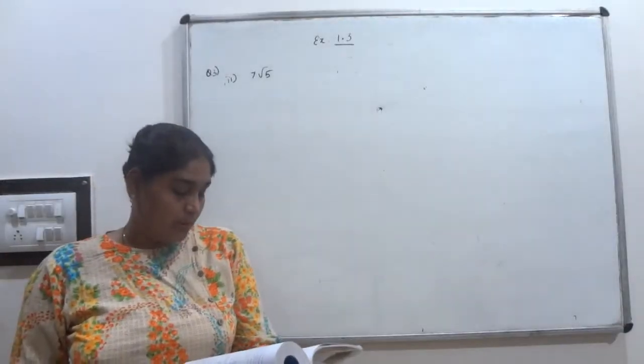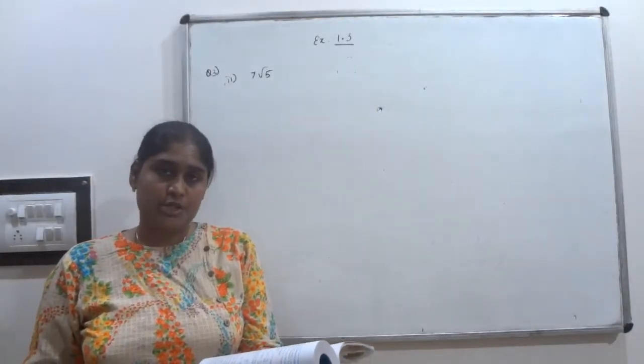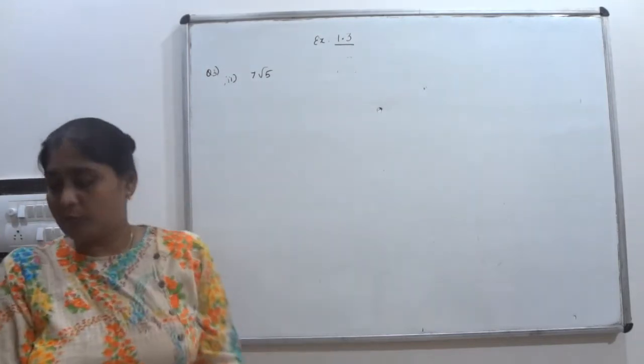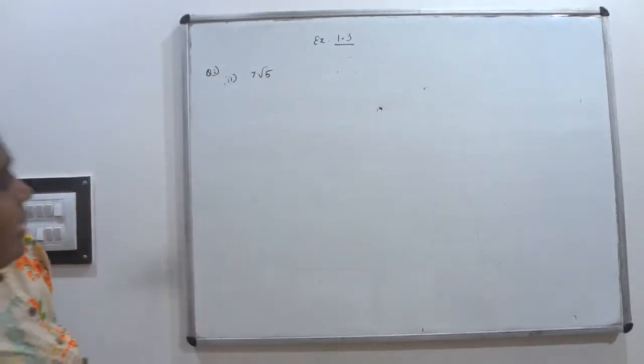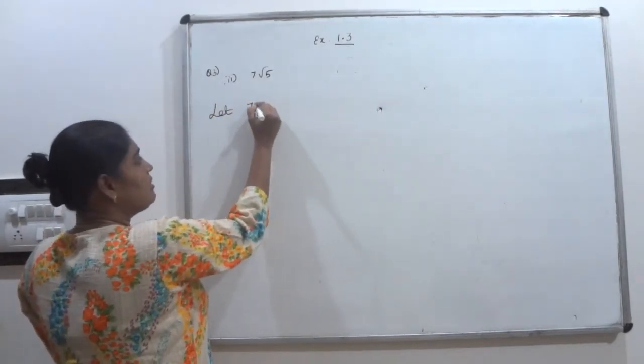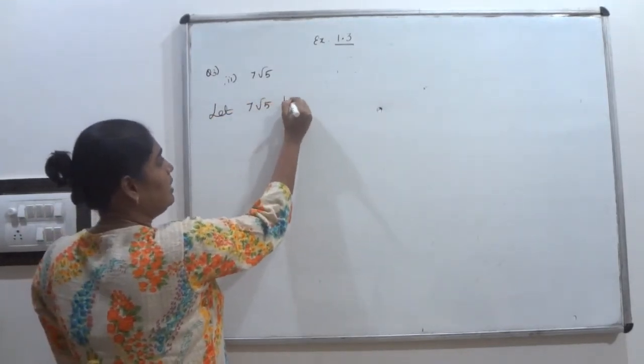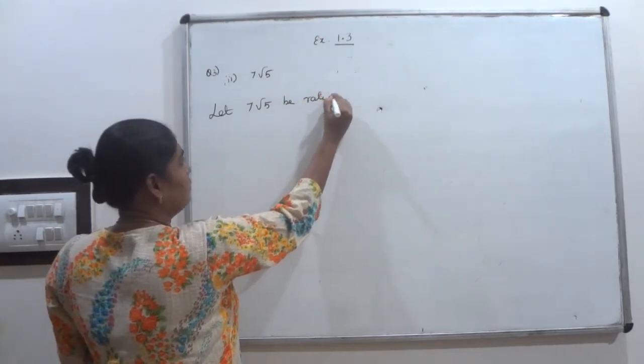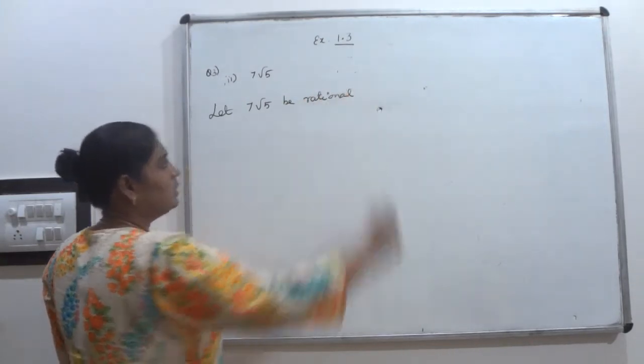Question number 3. Prove that the following are irrational. Second part, that is 7 root 5. I am going to prove that it is irrational. The same way, let 7 root 5 be a rational number. Okay, I have assumed that.